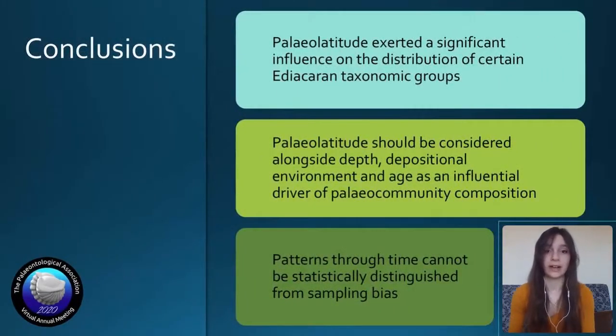So, in conclusion, paleolatitude does appear to have exerted a significant control on the distribution of some taxonomic groups during the Ediacaran, most obviously the bilateral taxa. Therefore, paleolatitude should be considered alongside other factors that are known to have affected the distribution and diversity of Ediacaran macrobiota. Finally, taxonomic diversity patterns through time cannot be distinguished from sampling bias in our data, including a diversity dip, which may suggest an extinction event at the end of the Ediacaran.